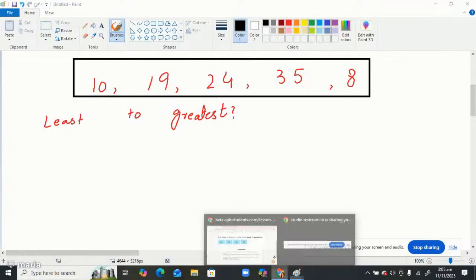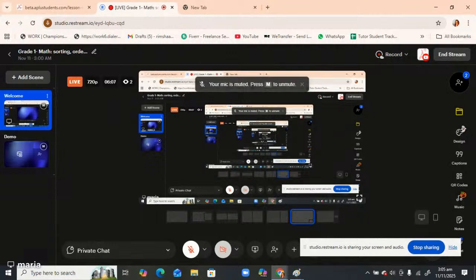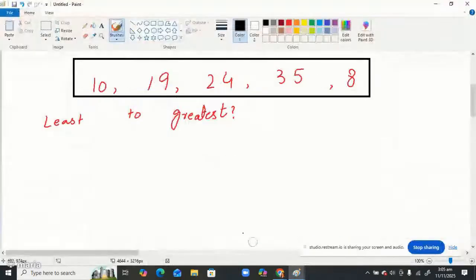Let me just take a second. Okay, so what is the smallest number among 10, 19, 24, 35, and 8? First we write down the smaller one. The smaller one is 8. I'm going to put 8 here. That is the smaller one.